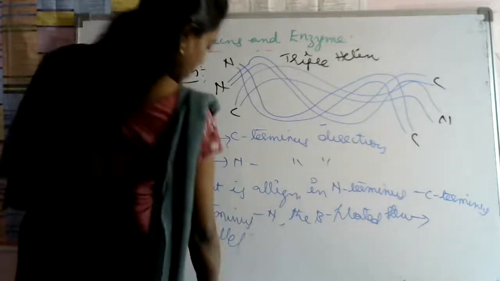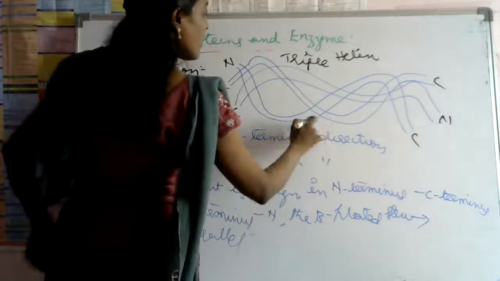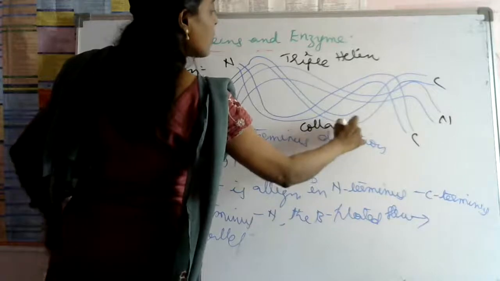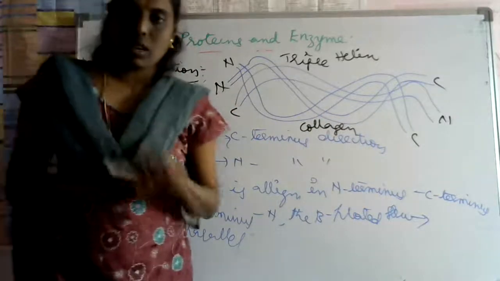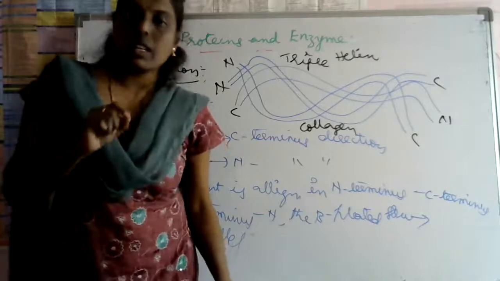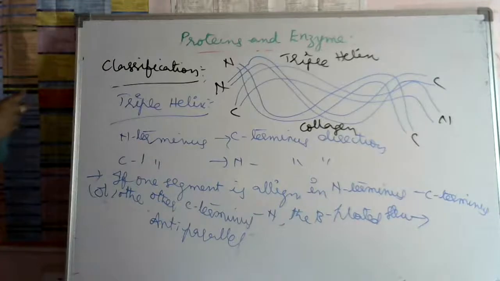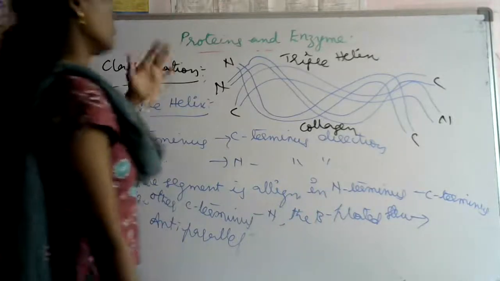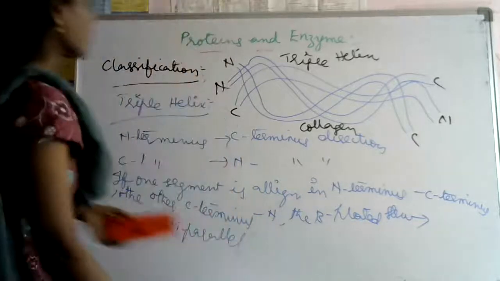Let's see the tertiary structure. This is collagen. Actually, collagen is there in our skin, made up of collagen protein. So this is the triple helix structure. Let's see the tertiary structure.